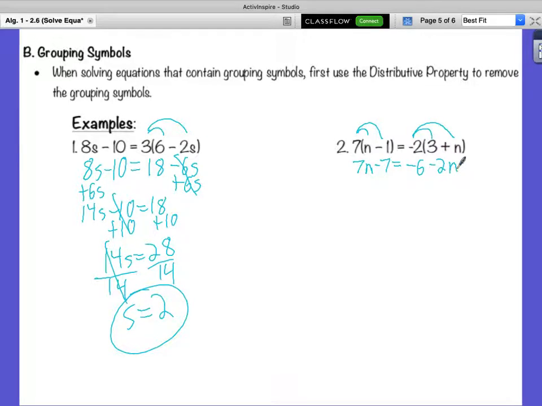Negative 2n. Very good, okay? So now that Dalton and Cheyenne helped us with the distributive property, now this looks exactly like what we did earlier, okay? Nectaria, what would you do first? What would be your first math move? I would add 2n.